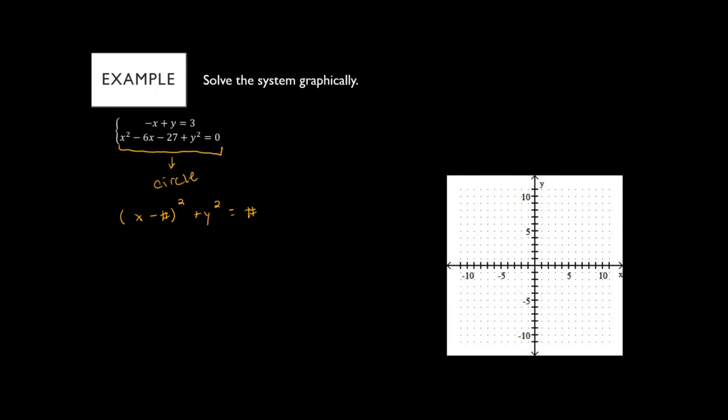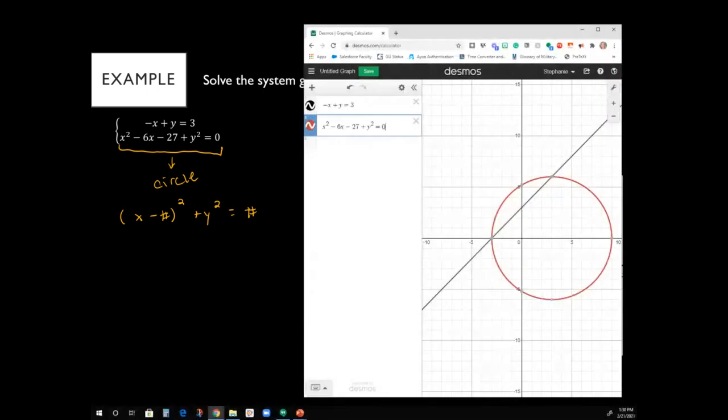So with Desmos, we have 2 solutions. We had 3, 6, and negative 3, 0. Well, let me just double check that. I don't have to click on this dot. I just have to hover over it with the mouse. 3, 6, and negative 3, 0.